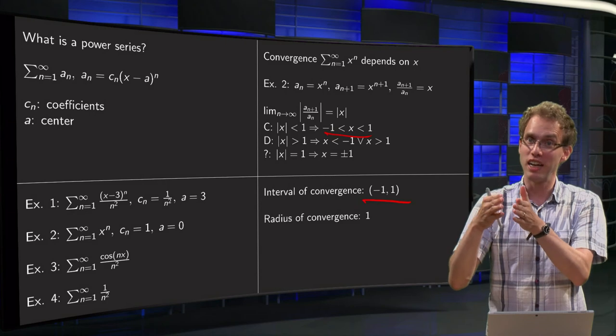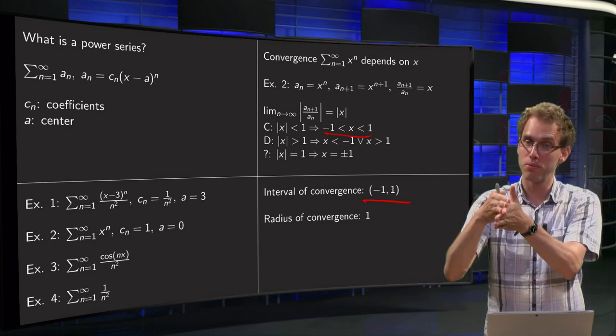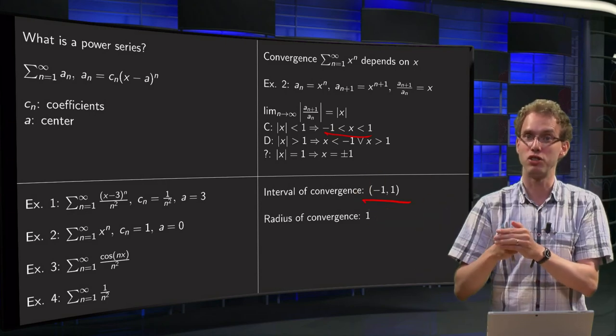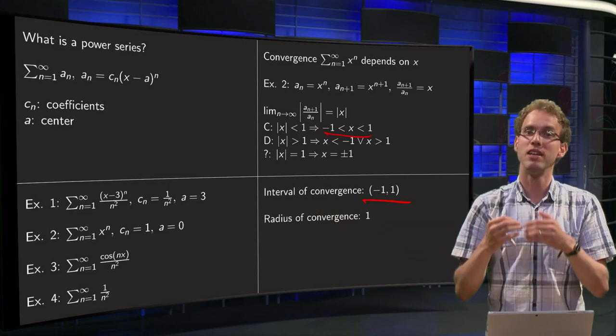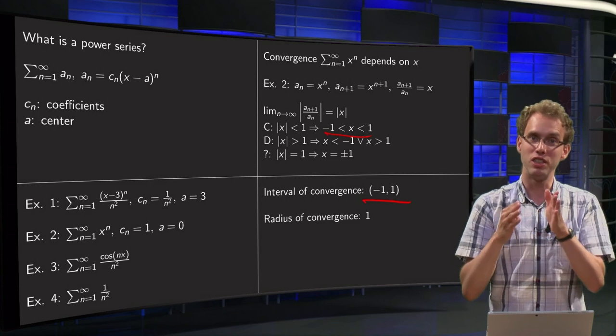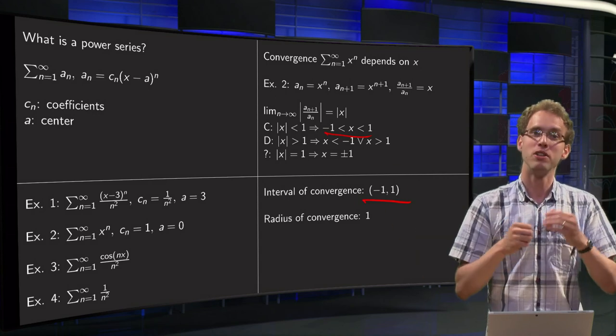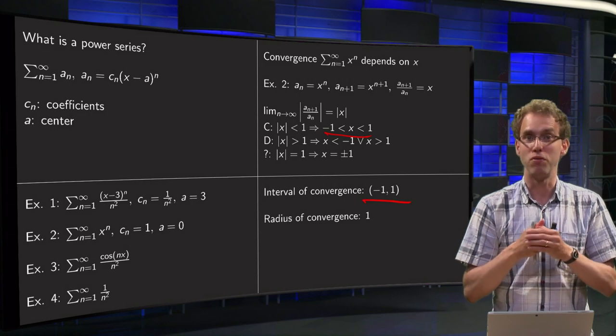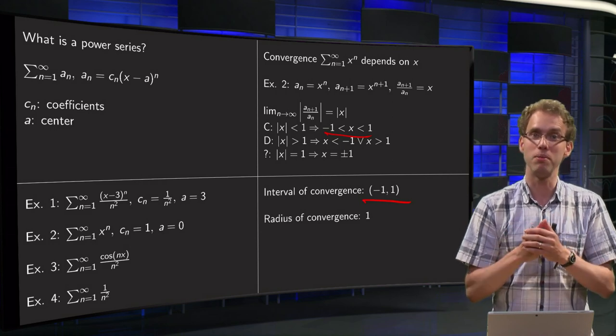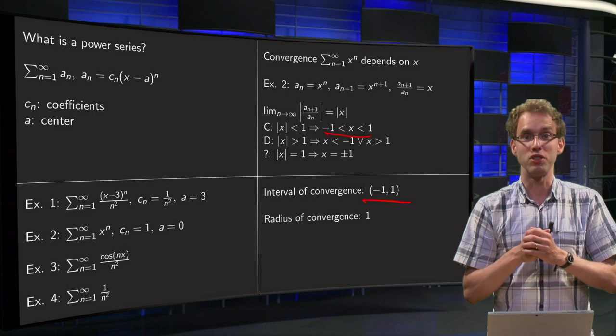So in this case, the radius of convergence equals 1, because from the center to the boundary, I have a distance of 1. It doesn't matter whether you go to the right or to the left boundary, of course. But that's called the radius of convergence, the distance from the center to the boundary. So now we have seen the basics of what a power series is and the basic names. And in later videos, we will see some examples.